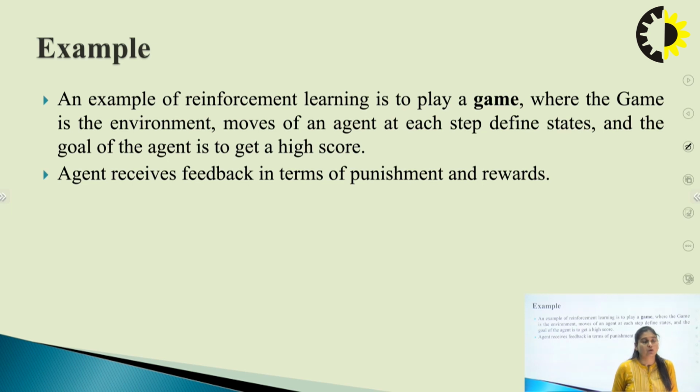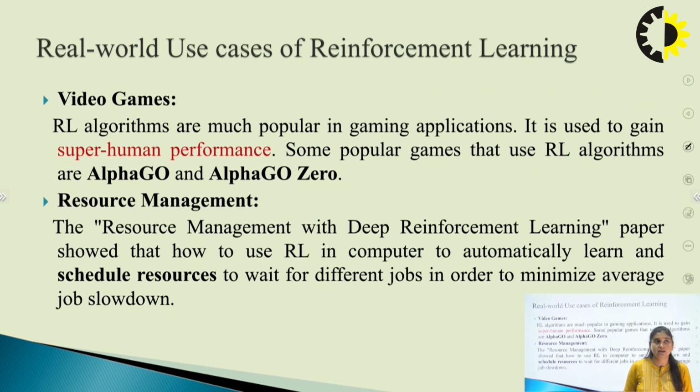The next slide shows an example of reinforcement learning. You can take an example of a child or a game. Reinforcement learning is used to play a game, for example, a chess game, where the game is an environment, and the moves of an agent at each step define the state, and the goal of the agent is to get a high score. The agent receives feedback in terms of punishments and rewards. Here the goal of reinforcement learning is just to maximize the rewards. There are some real world use cases of reinforcement learning, and we'll discuss this in the next video.